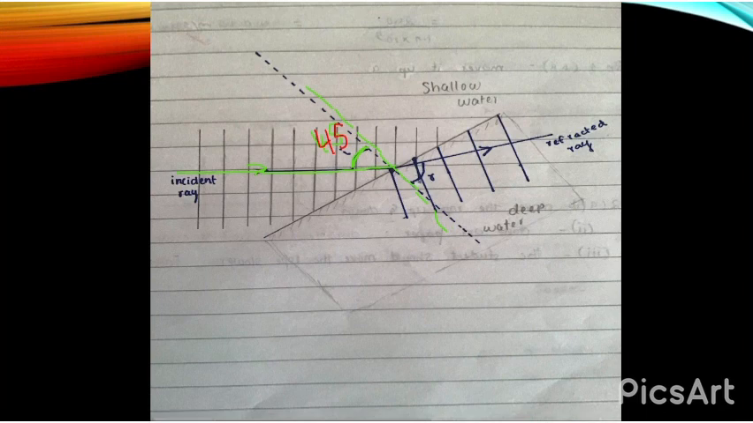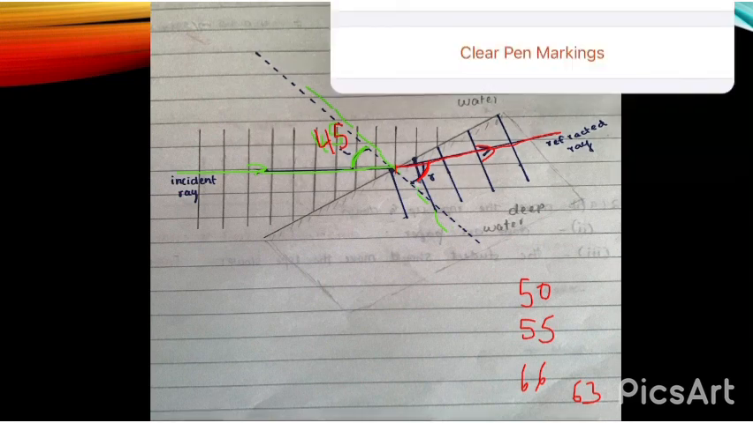Now you need to draw the refracted ray. Your refracted ray should have an angle bigger than 45. So it could be 50, 55, 60, 63, any angle which is bigger than 45. So this angle will be bigger, and as you measure it, it will move away from the normal. So you will see that the ray is moving away from the normal. It is not going towards the normal, it is going away from the normal.